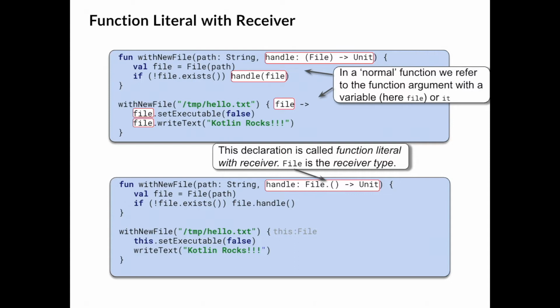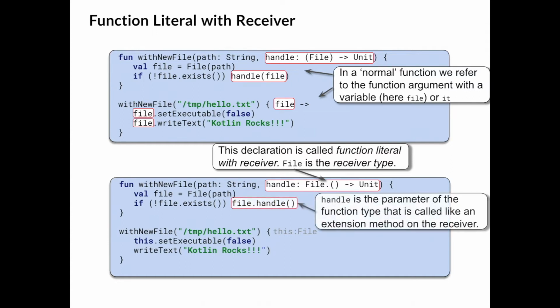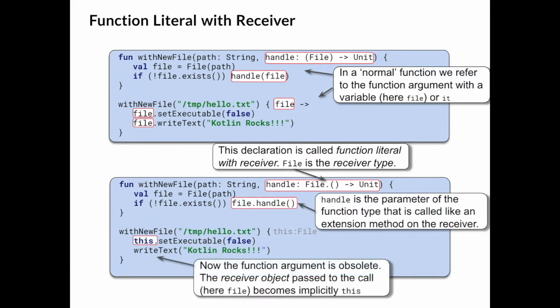So if I would call this handle 2, then I would have to use the term handle 2. So that's more or less what it is. And what do we gain with this approach? Well, the thing we gain is that in this block, now we get some implicit context.